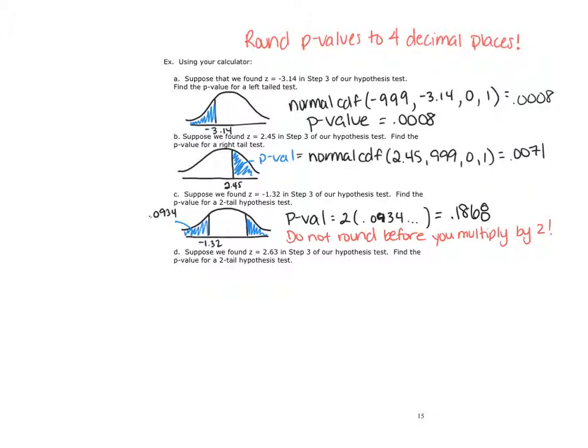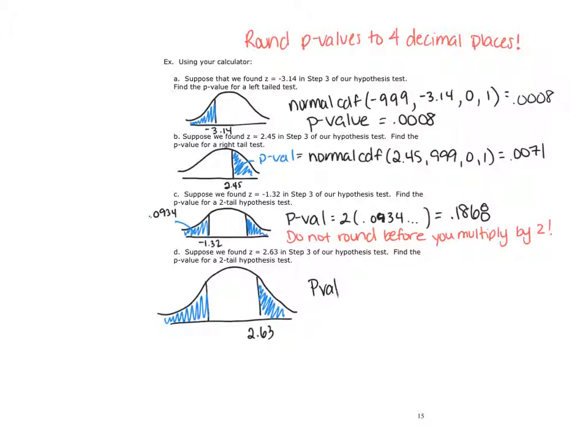Another two-tailed example. Now let's say we have a test statistic of 2.63. What's the p-value for a two-tailed test? So now we've got both tails, area to the right of 2.63 and to the left. That's technically negative 2.63. But we're going to find the side that's given, so to the right of 2.63. Using normal CDF, our lower bound is 2.63, our upper bound is positive 999.